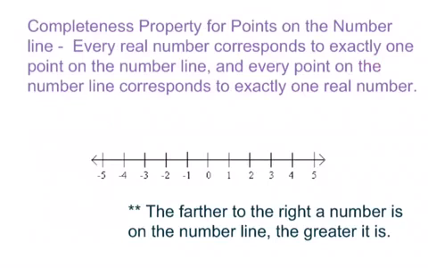Alright, let's talk about the completeness property for points on the number line. Okay? Every real number corresponds to exactly one point on the number line. Therefore, every point on the number line corresponds to exactly one real number. So, I have a little number line right down here, and it's on the bottom of page 48 in your textbook, where you see a very similar number line, actually.